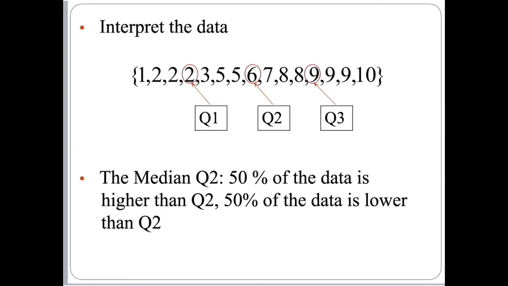If you look at Q2 and I draw a line in between 6, we can see that we have half below and half above. So it does make sense. If you look at our percentages, we see 50% of the data is above Q2 and 50% of the data is below Q2.